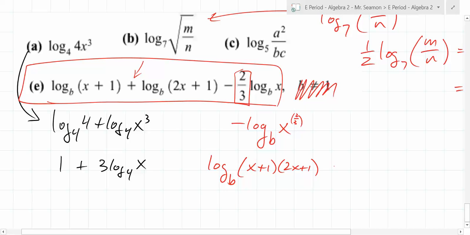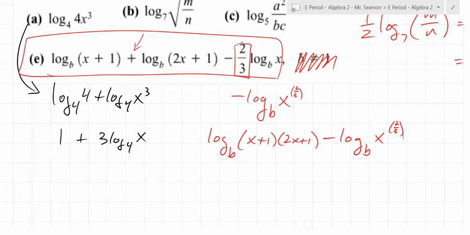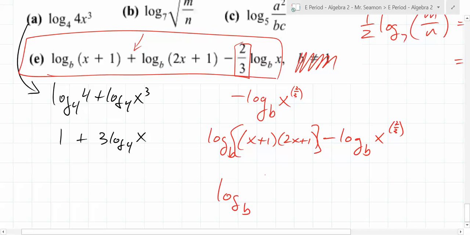Wait, would it be negative 2/3? I'm not moving the negative. I'm just moving the 2/3. Minus log base b. But you're absolutely right, Alex. You could move the negative if you wanted to. I'm not going to, though. So in this case, what does that minus mean now? Division. So it's going to be log base b of what's on top? x plus 1 times 2x plus 1 over x to the 2/3. Done. Yes.